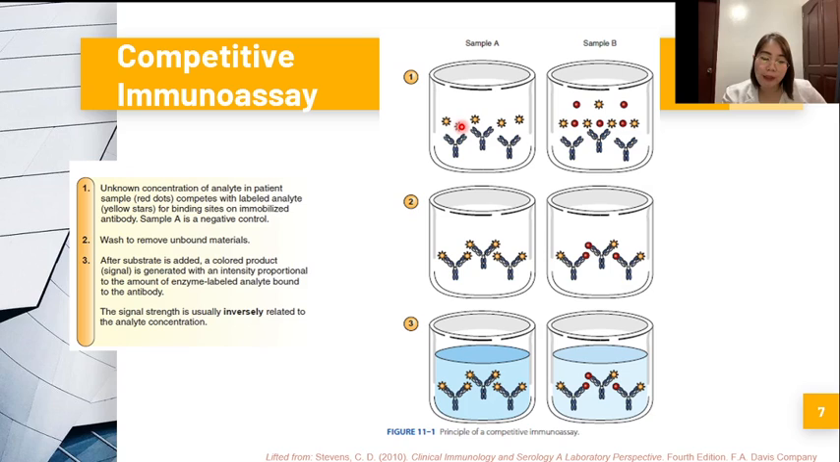That's why there will be a specific binding. And when antigen and antibody bind, if this is labeled with enzyme, there will be color change. If this is labeled with radioisotopes, there will be radioactivity produced. And if this is labeled with fluorochromes, there will be fluorescence once there is binding. So, depende kung anong type of label yung nakatag dito sa ating known antigen.